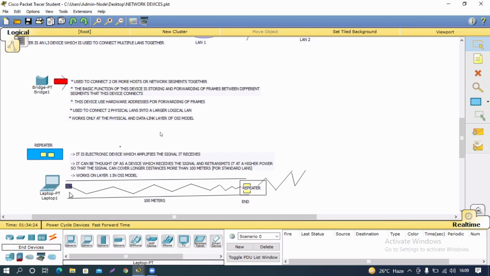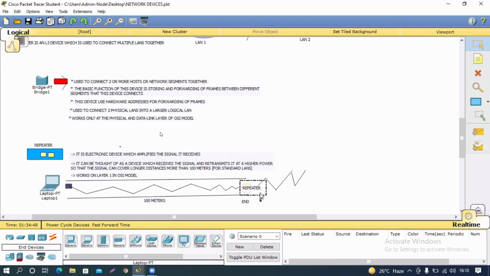problem, because your signal is moving via wires. Okay, via cables it is moving, and every single cable has a certain distance in which it can basically carry your signal. When the length of the cable is 100 meters, as your signal is moving down the wire, and when it is reaching this 100 meters range, this is when your signal is getting weaker. The strength of the signal is getting weaker.